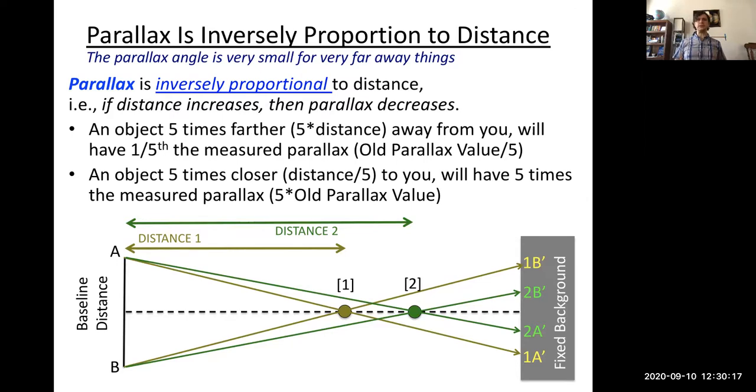So let's run through an example. An object 5 times farther away from you. We have an object, we measure its parallax, then we move it 5 times farther away. When we move that object to be 5 times farther away, you would measure 1/5 the parallax. Now we have an object some distance away, we measure the parallax, and this time we move it so it's 5 times closer, 1/5 the distance that it used to be away from you. The distance is smaller, so my parallax is going to be bigger. It's 1/5 the distance, 5 times closer, my parallax will be 5 times larger.